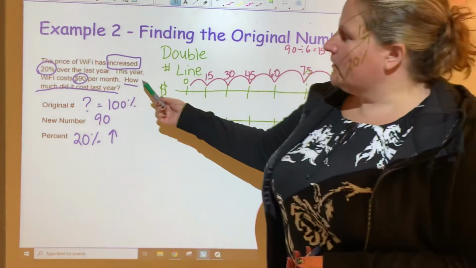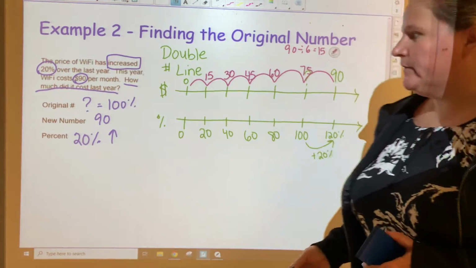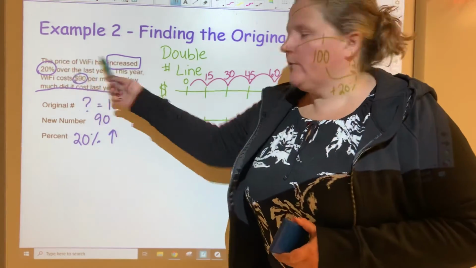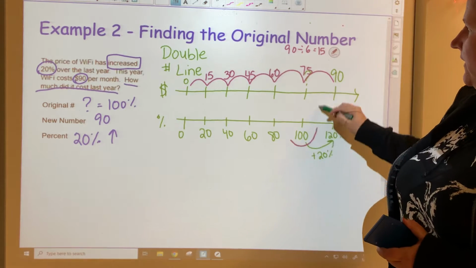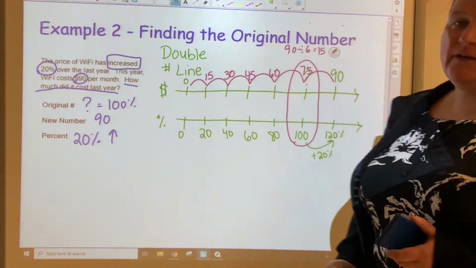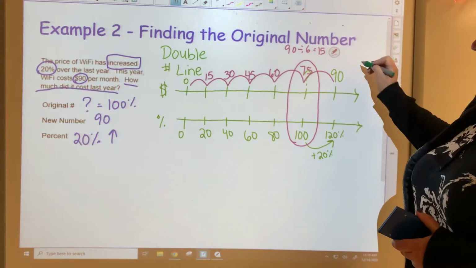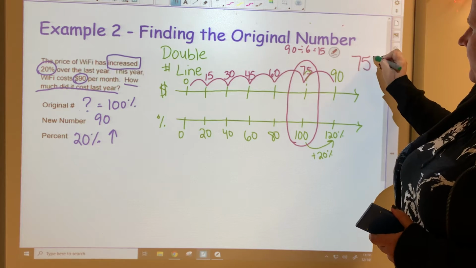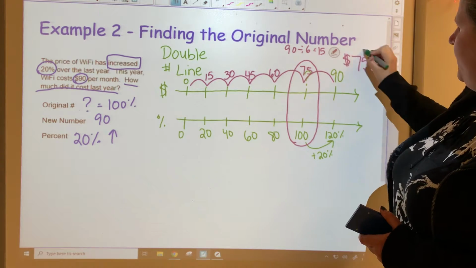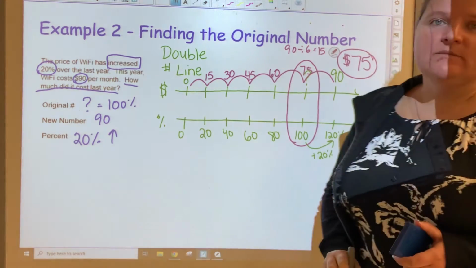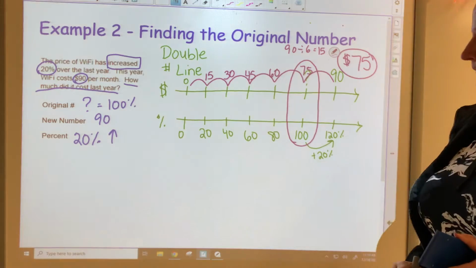Now my question was, how much did it cost last year? And if you remember, last year, because that's what we're applying the percent to, is 100%. So I'm gonna find 100%, see what's above it, and it's 75. So my answer using the double number line is $75. That was my cost last year.